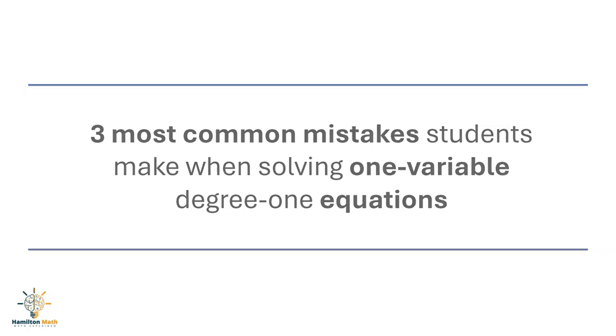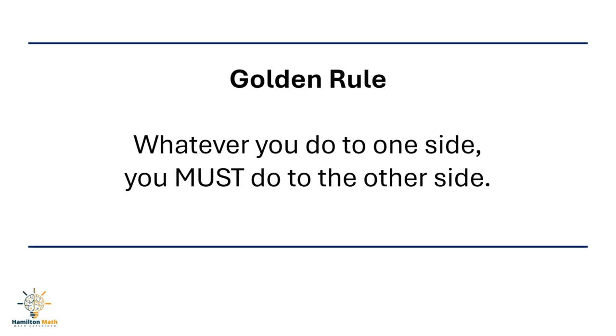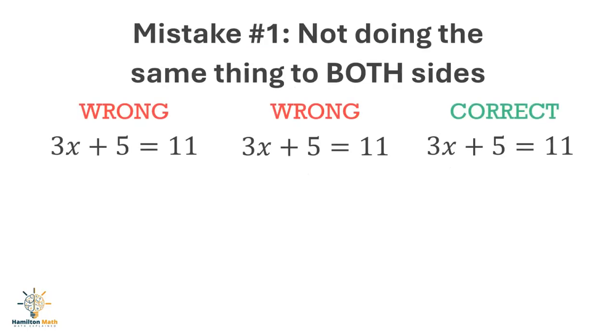Let's jump in. It's important to first review the golden rule of solving equations, and that is this. Whatever you do to one side, you must do to the other side. Here's mistake number 1, not doing the same thing to both sides.